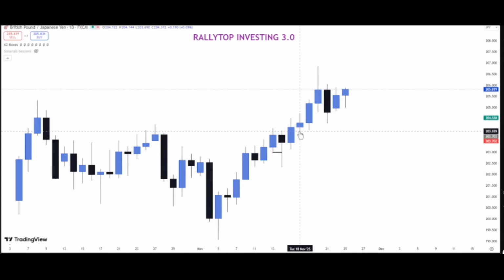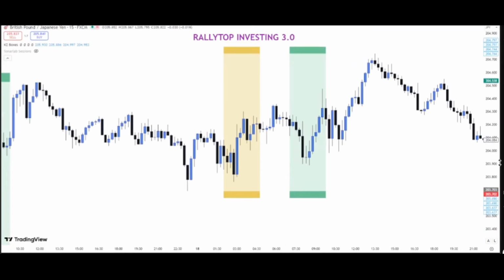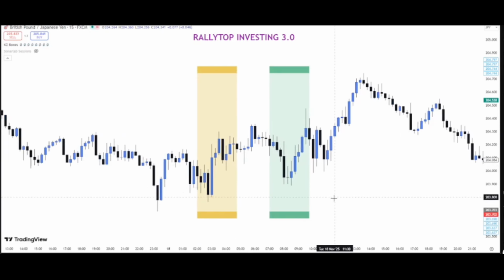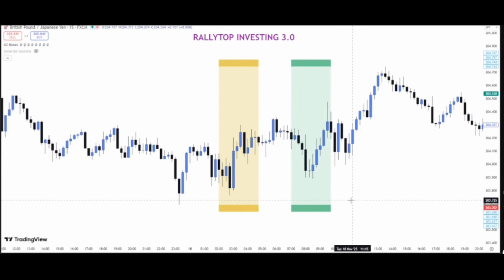So we now know that we are still bullish on Tuesday. So we want to go back to the 15M and then look for the exact same thing. Okay, so this is Tuesday, 18th of November. This is the kill zone. So we want to look for trades within this kill zone, the candle pattern that I showed to you.